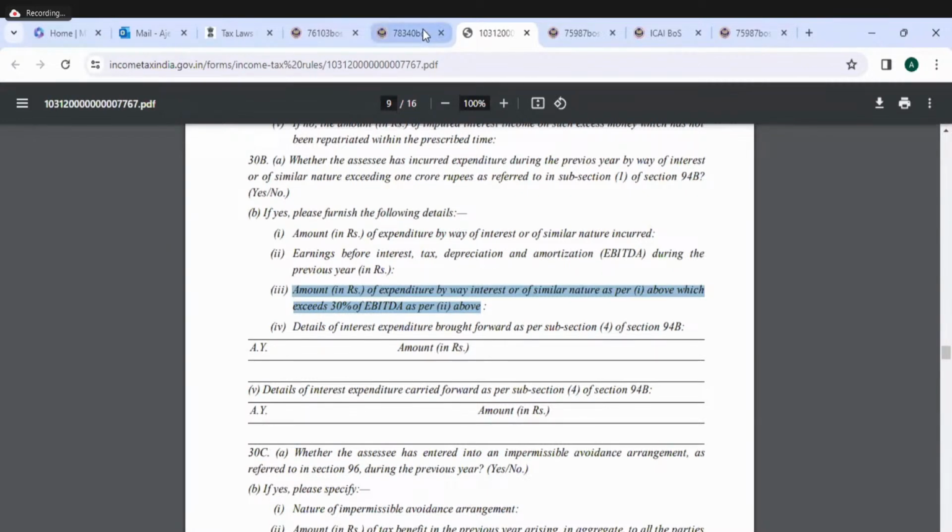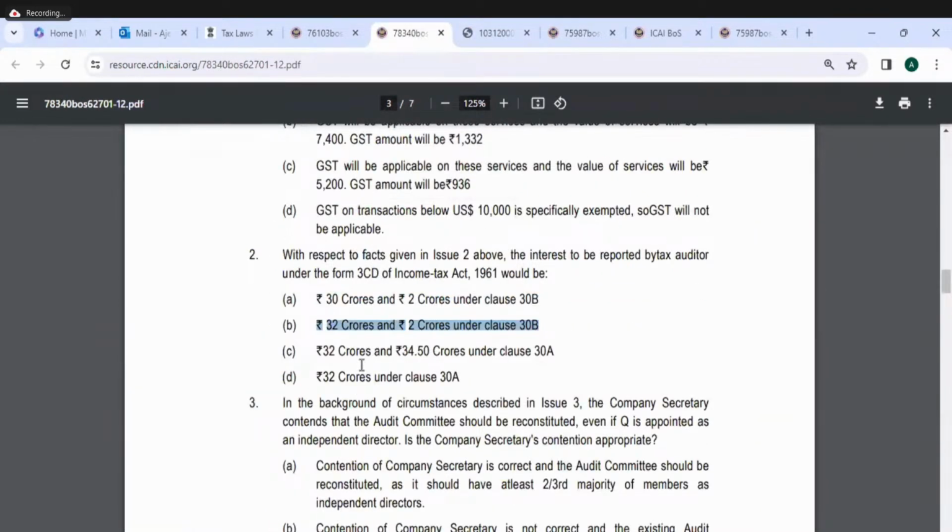Yes, Mansha, the correct option would be option B. Your 32 crores and 2 crores under clause B.